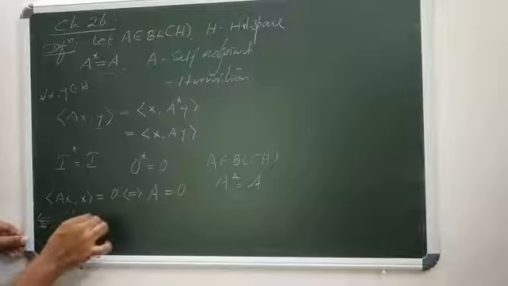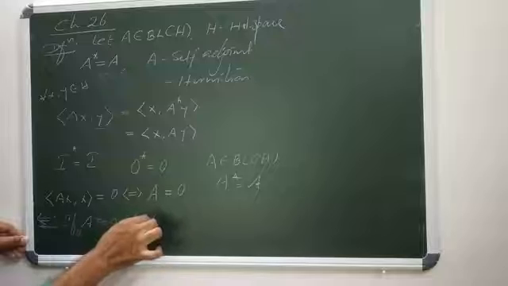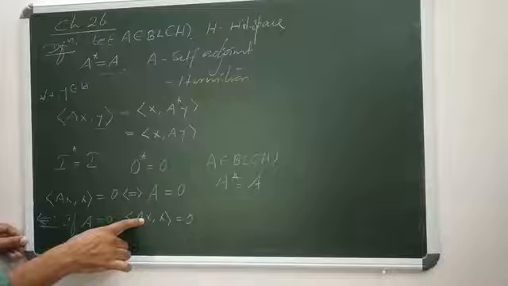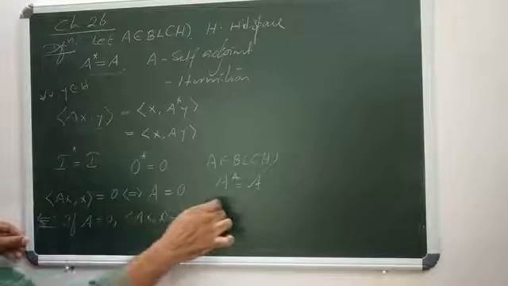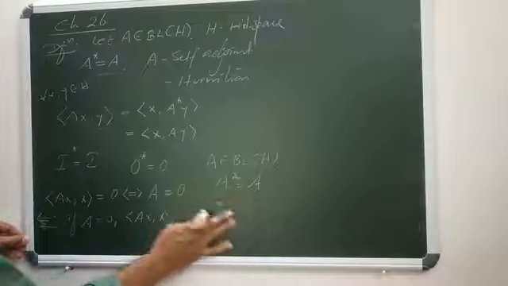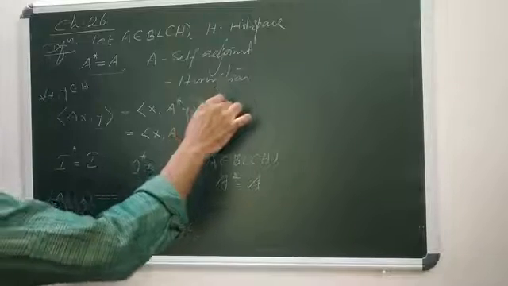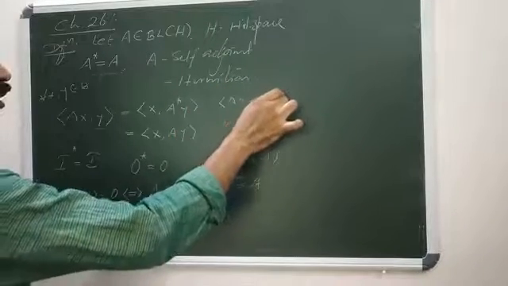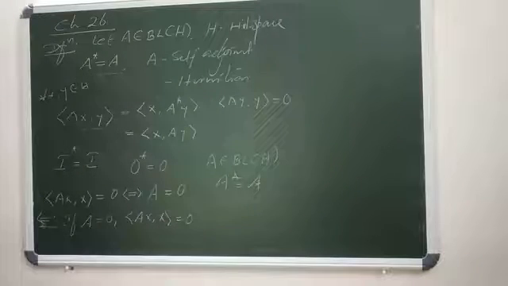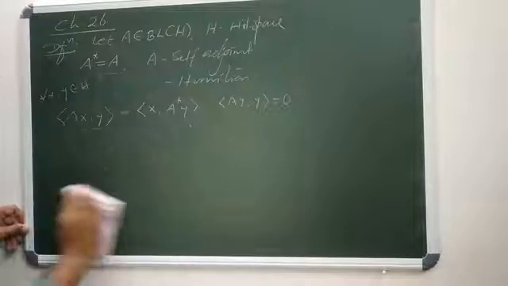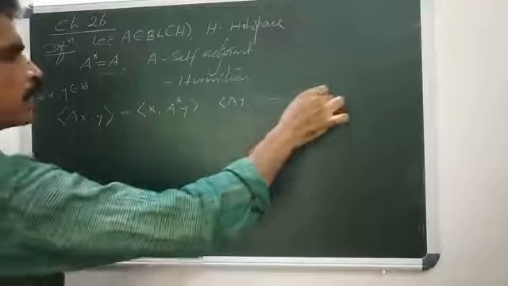If A equals 0, then surely the inner product (Ax, x) equals 0. Why? Because when A equals 0, A is the zero operator, Ax equals 0. So the inner product (0, x) equals 0 itself. So when A equals 0, the result is immediate. Conversely, suppose the inner product (Ay, y) equals 0 for all y in H. You can replace x by y.